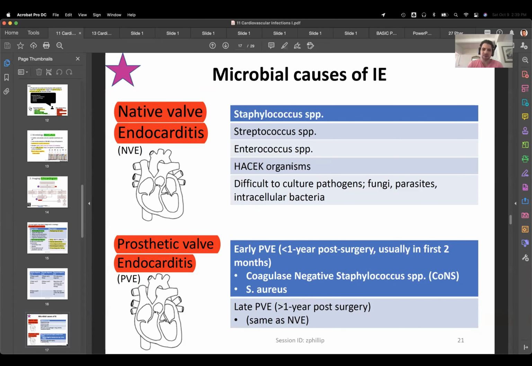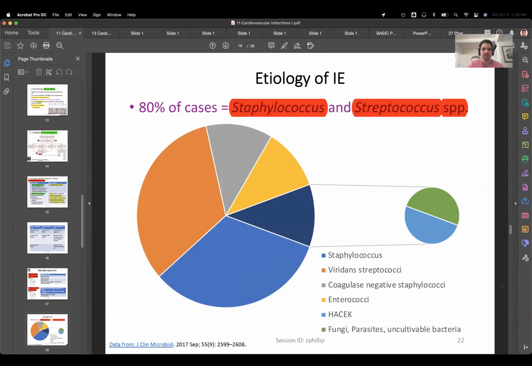Those HACEK organisms are like 5%, not terribly important. And then prosthetic valves, you could see staph is very common here, even the coagulase negative ones. Remember strep viridans: if they ever talk about a patient that had a recent dental procedure and they have a prosthetic heart valve, they have to be on significant prophylaxis, okay?